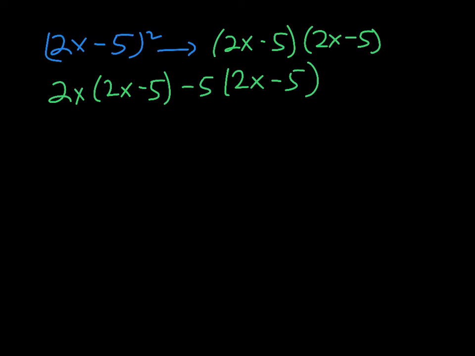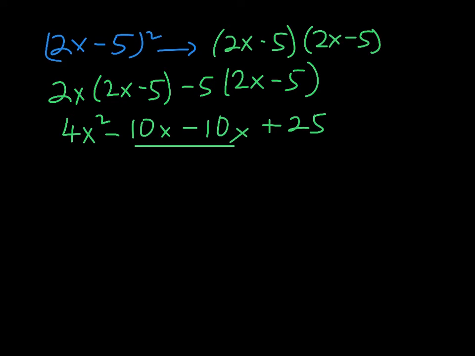So 2x times 2x gives us 4x squared. 2x times negative 5 gives us negative 10x. Negative 5 times 2x gives us another negative 10x. Negative 5 times negative 5 gives us positive 25. Now we add the two values in the middle. That becomes 4x squared minus 20x plus 25.